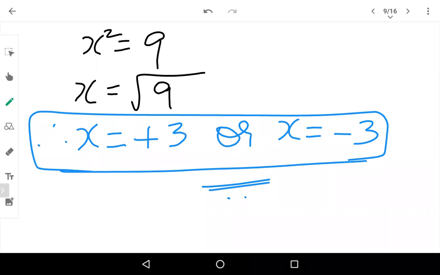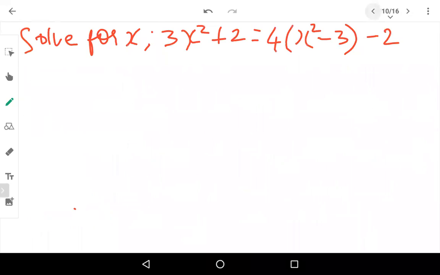Any doubts in this problem? Okay, shall we solve one more similar problem then? Great. Now let us solve this problem. Solve for x: 3(x square plus 2) is equal to 4(x square minus 3) minus 2.